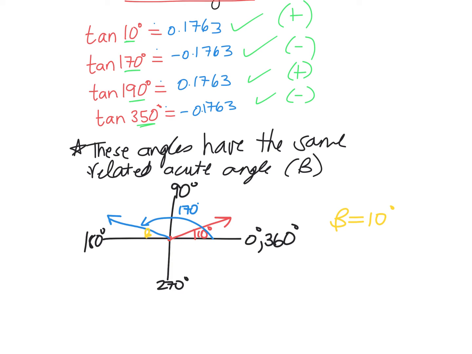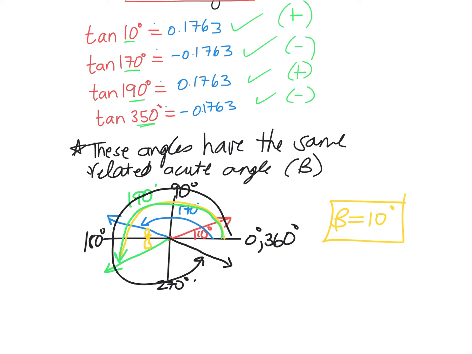Let's draw the next one. 190, that's 10 degrees past 180. So 190 is 10 degrees past 180. So this beta is the same. What about 350? 350 is 10 degrees short of reaching 360. So 350 is 10 degrees short of reaching 360. So it has the same size beta.